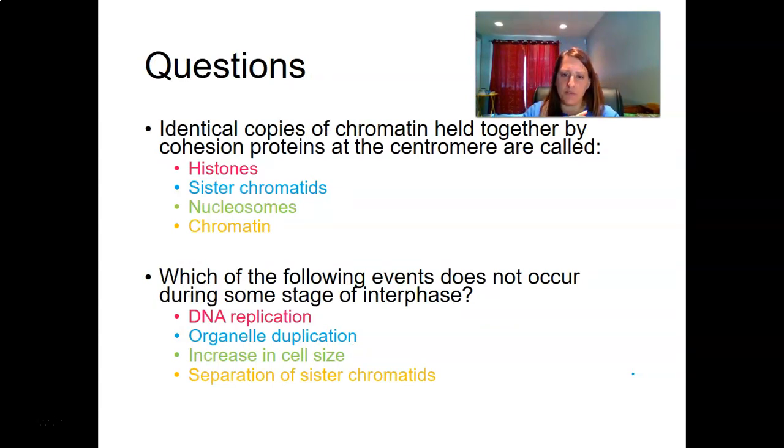Okay, so here's the first question. Identical copies of chromatin held together by cohesin proteins at the centromere are called histones? Are they called sister chromatids? Are they called nucleosomes? Or are they called chromatin? Okay. So think about this one.